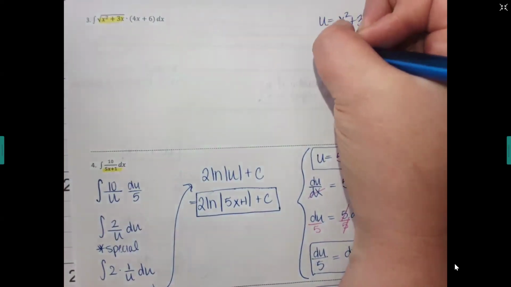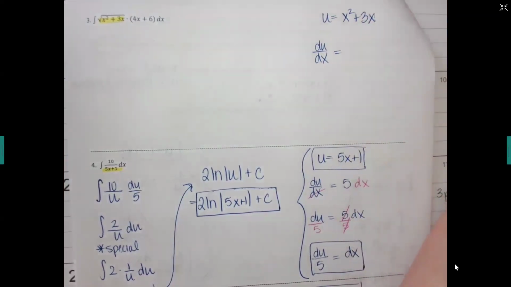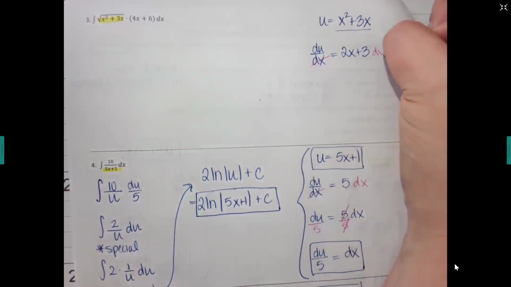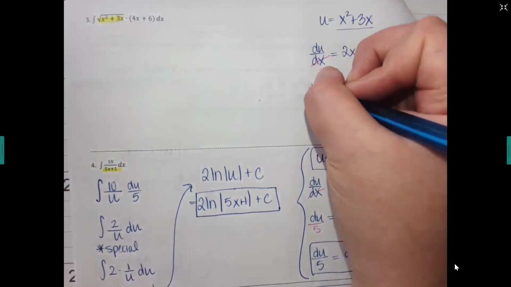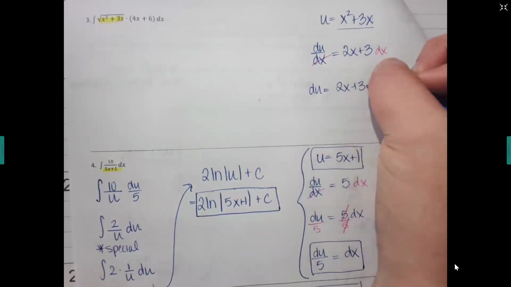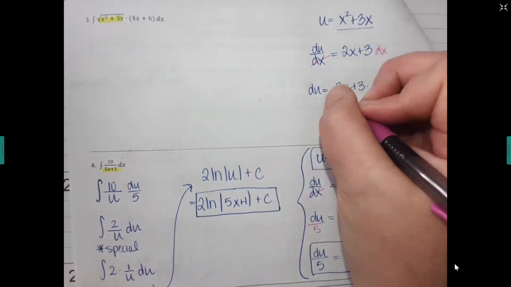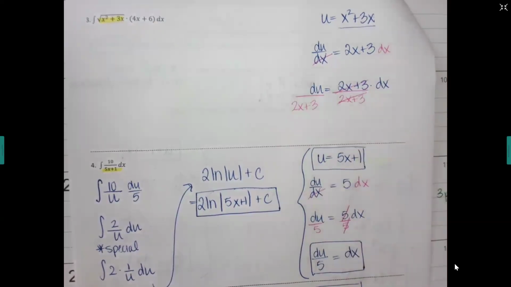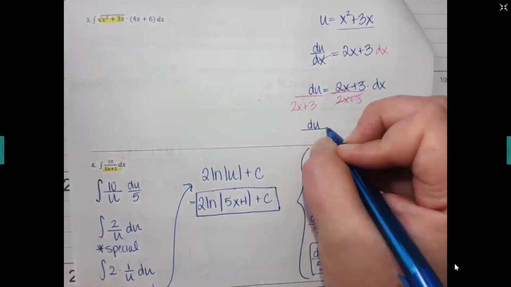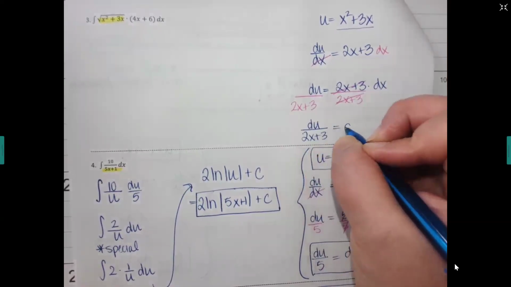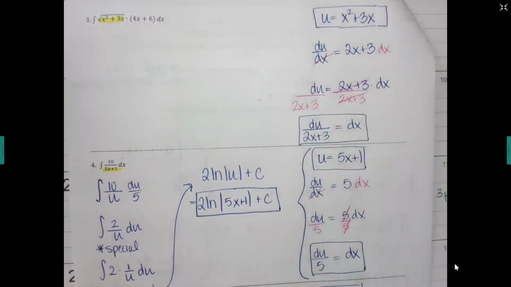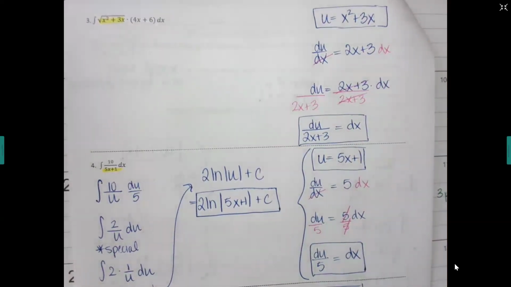Okay, then we're going to take the derivative. What is the derivative of x squared plus 3x? 2x plus 3. Then remember, my dx is going to multiply up. My 2x plus 3 is going to divide down. So you should have that your du over 2x plus 3 is going to replace the dx. Okay, come over here and rewrite your integral.